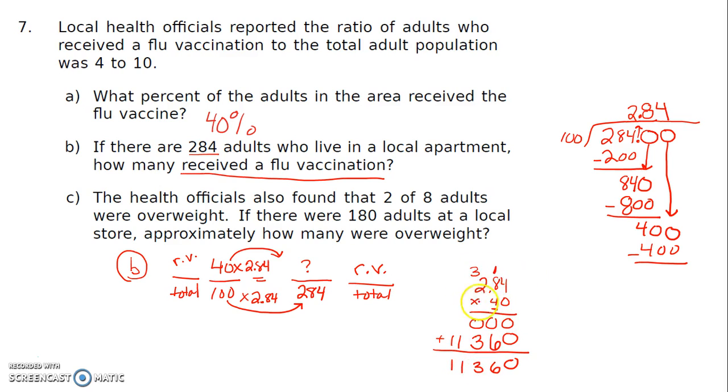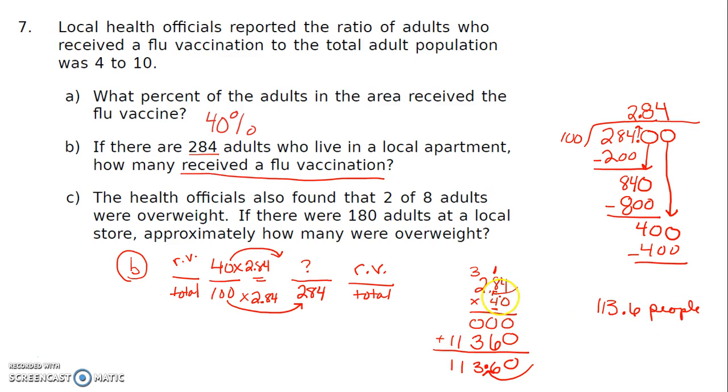Now I have to tell you, when we estimated and we said 40 times about 3 was 120, now I have this crazy number here. Well, the reason my number looks crazy and it doesn't look about 120 is because this decimal is 2 over. So in my final answer, the decimal point needs to be 2 over. So my answer is 113.6 people.